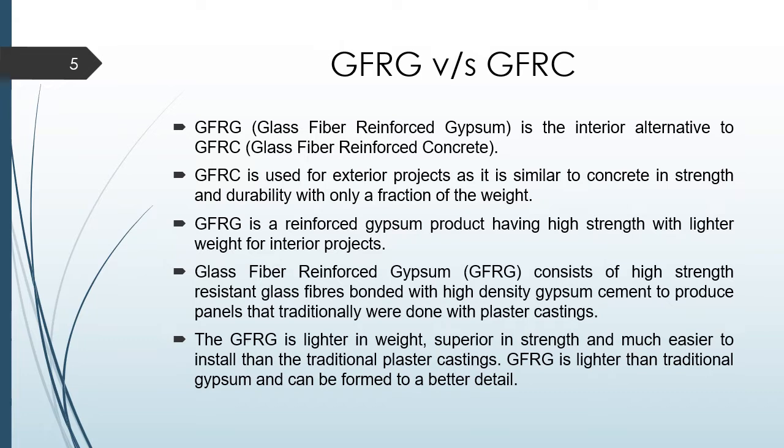Glass fiber reinforced gypsum has high strength glass fibers which are bonded with gypsum cement to produce panels that were traditionally done with plaster castings. GFRG is much lighter in weight and has superior strength when compared to GFRC and is very much easy to install than traditional plaster castings. They are lighter than traditional gypsum also and can be formed to a better detail than plaster casting.